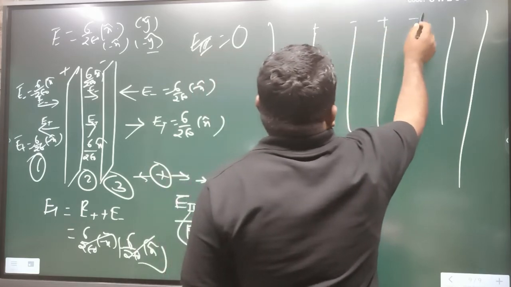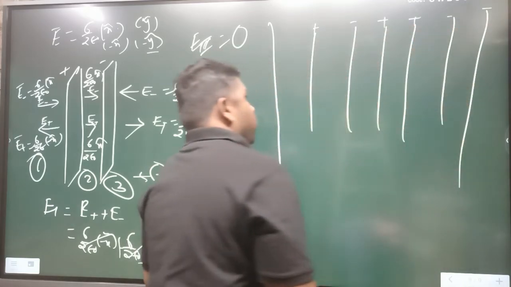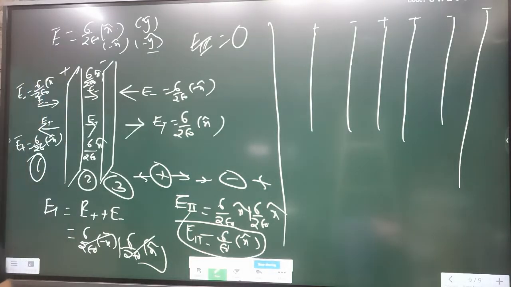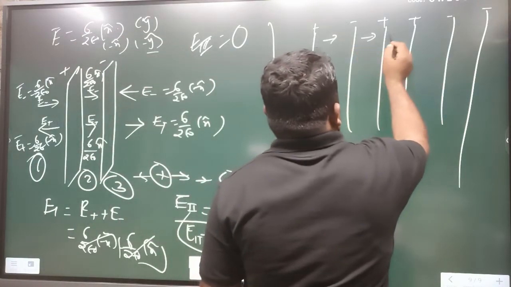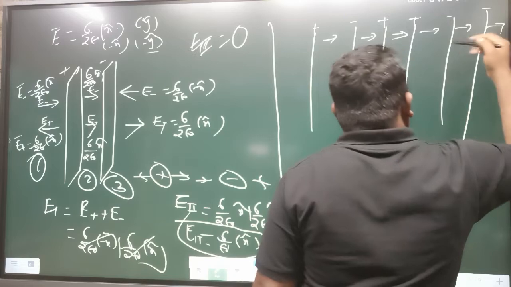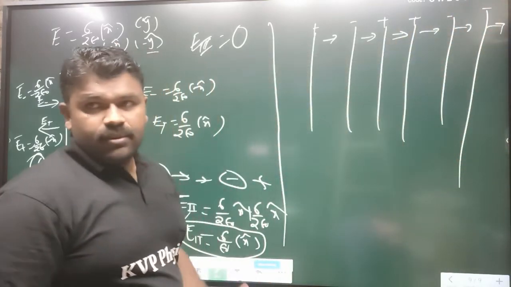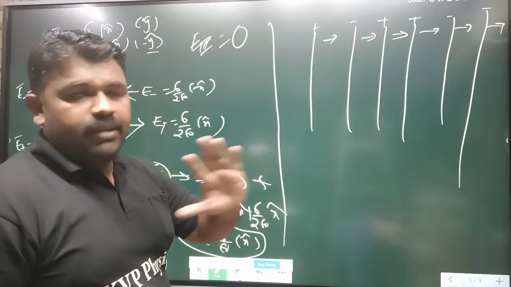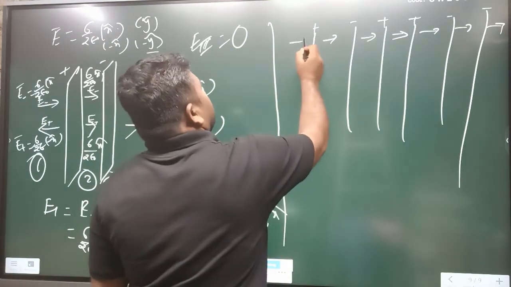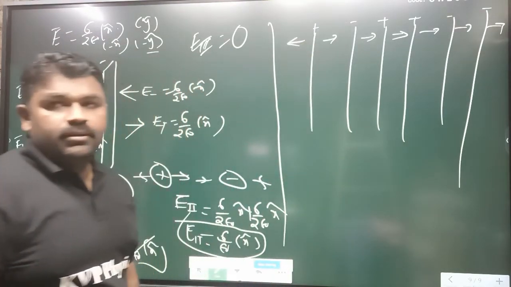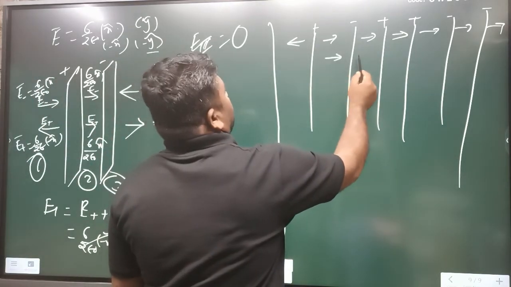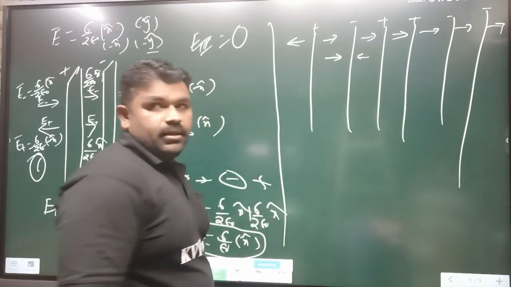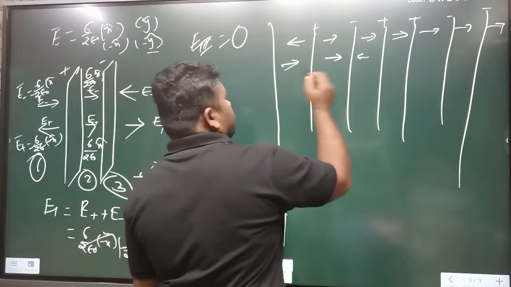Next: plus, minus, minus, minus. Direction. First one, direction away. Away means at any distance the arrow will be the same, yes or no? Because the electric field is not constant at any point. Here the left one, away. Next, the second one, toward. Second toward. Means here also the arrow is in this direction.